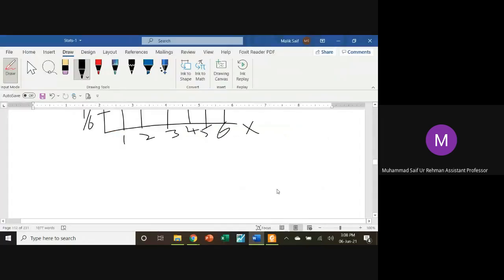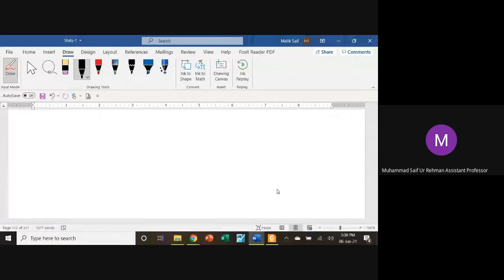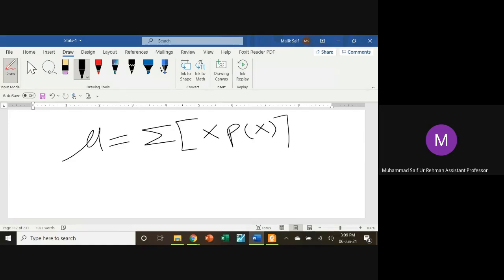So the formula for mean. You are familiar with mean. What do we mean by mean? Average. So the formula for that is mu is equal to summation xP(x). This is the formula for average or mean.